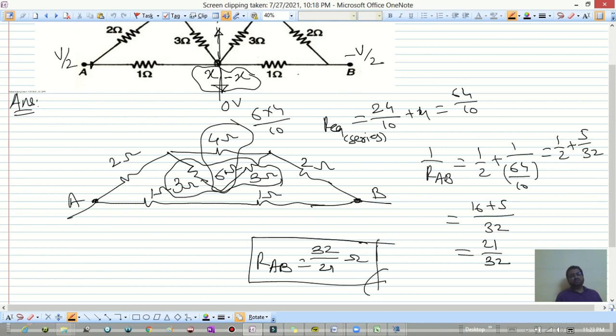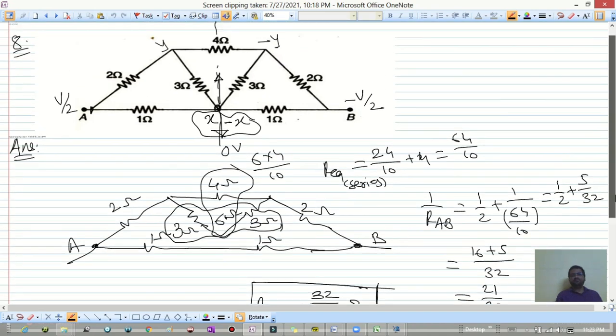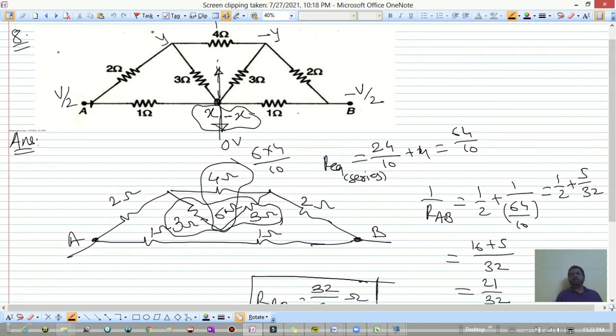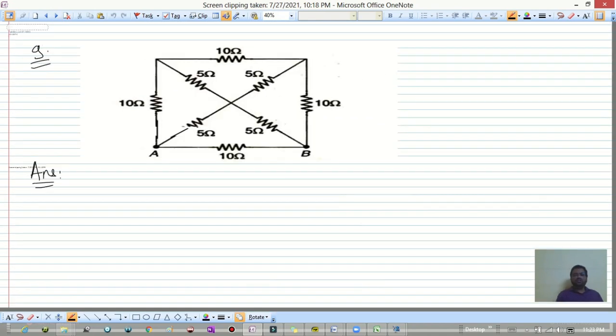So I hope this is clear. This is the 8th question which we have. Now the 9th question. And now across AB we want the equivalent resistance.